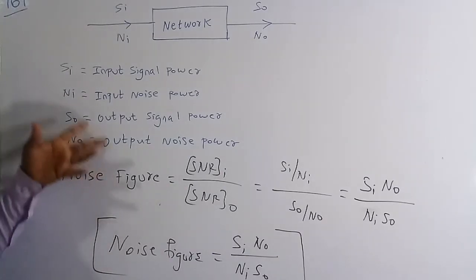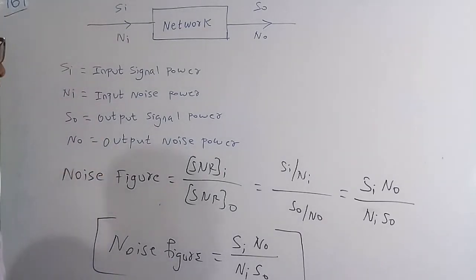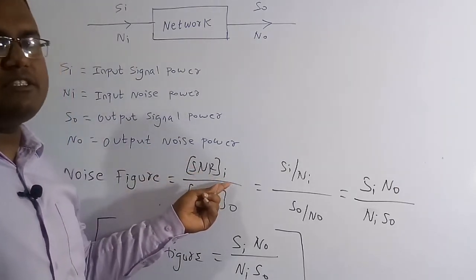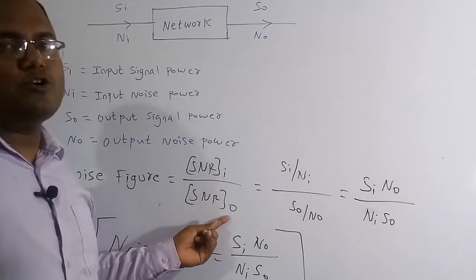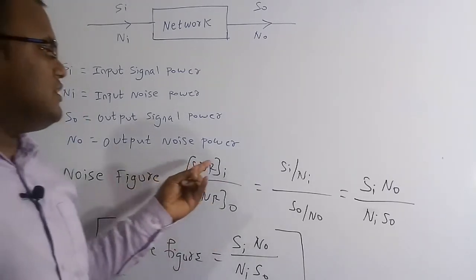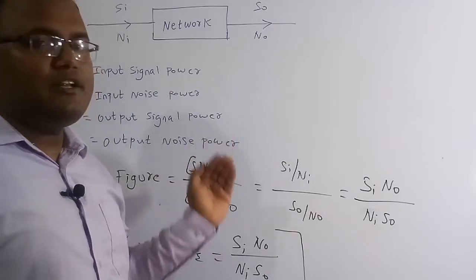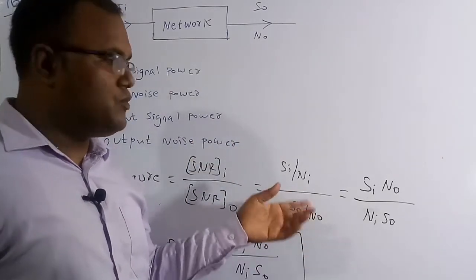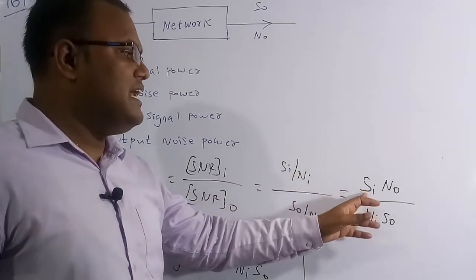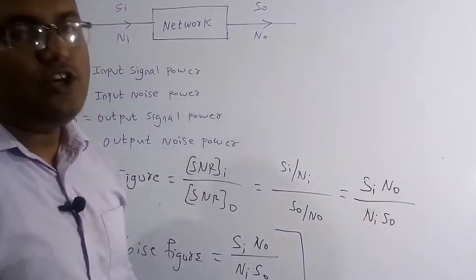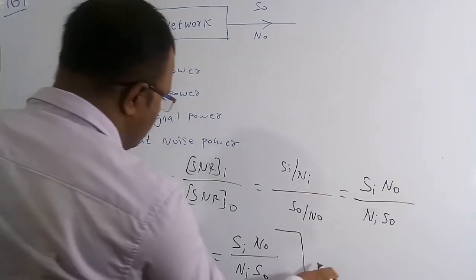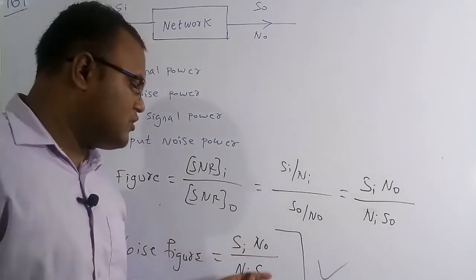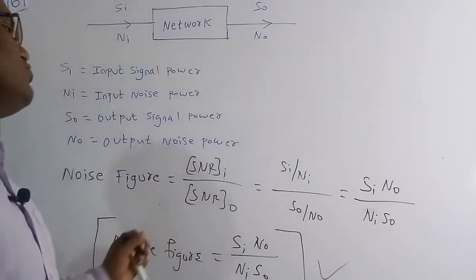So basically now with this data we have to find what is the noise figure. So noise figure basic formula is the signal to noise ratio of the input of this network by signal to noise ratio of the output of the network. So signal to noise ratio means signal power by noise power, means SI by NI for the input and S0 by N0 for the output. So if you solve this one we are going to get here SI N0 by NI into S0. So therefore this is the correct solution of this question. So the noise figure of this linear network is SI into N0 by NI into S0.